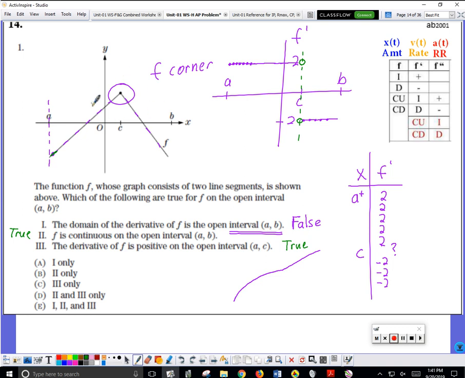So if f is differentiable, I'm not sure, I have to think about that one.